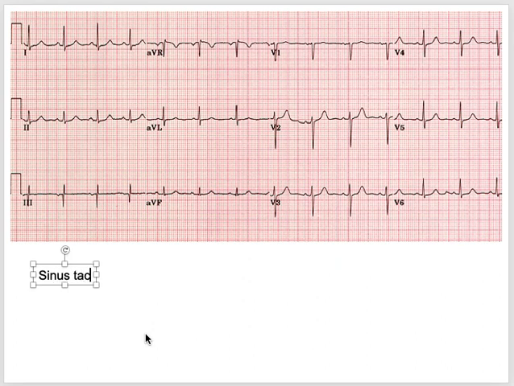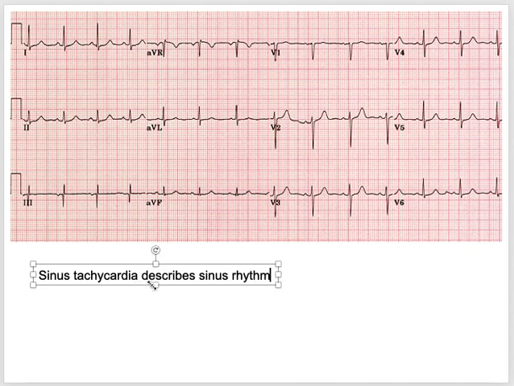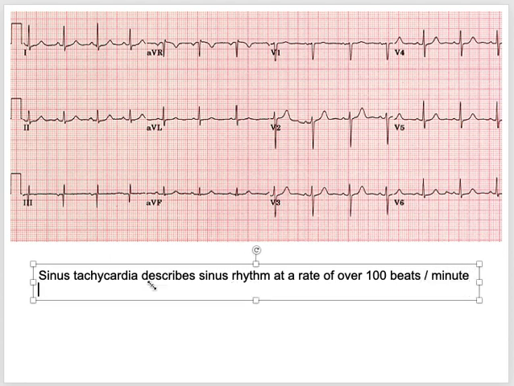So we call it something called sinus tachycardia. Now remember, I am saying tachycardia, which means the heart is beating at more than 100 beats per minute, but I am putting the word sinus. So sinus tachycardia means the heart is beating more than 100 beats per minute, but the impulse or electrical activity is still arising from the sinus, or you can say the SA node, or simply the rhythm is sinus rhythm. So sinus tachycardia describes sinus rhythm at a rate of over 100 beats per minute, right? Easy concept.